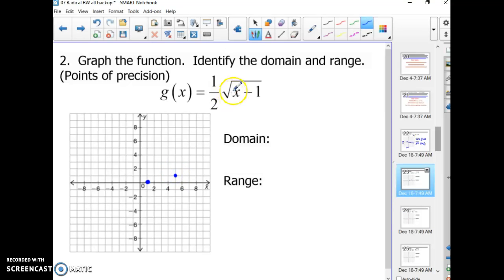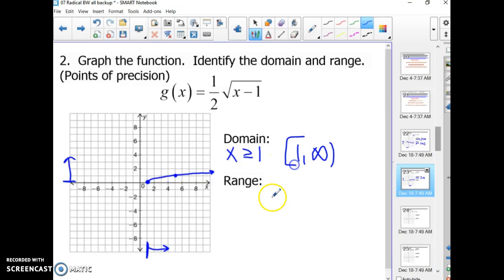Because if I put in a 5, 5 minus 1 is 4. Square root of 4 is 2. 2 times 1/2 is a 1. So this is how that graph looks. So I'm headed that direction on the x-axis. I'm headed that direction on the y-axis. So x greater than or equal to 1, or I go from 1 to a positive infinity. Y greater than or equal to a 0, or I go from 0 to a positive infinity.